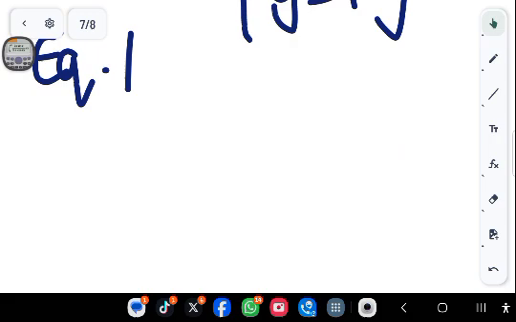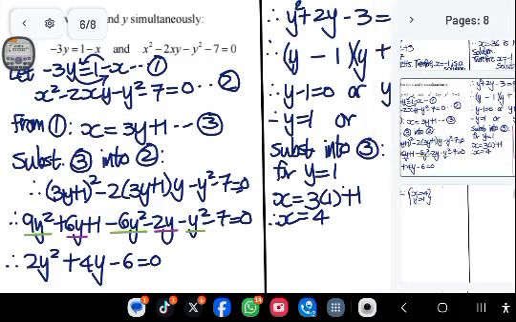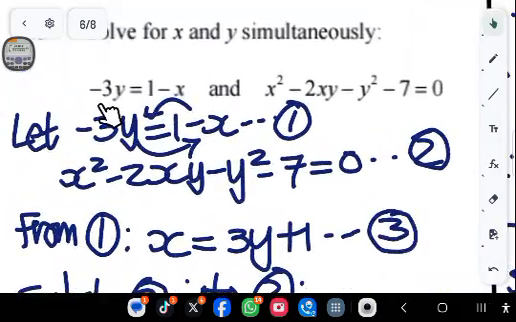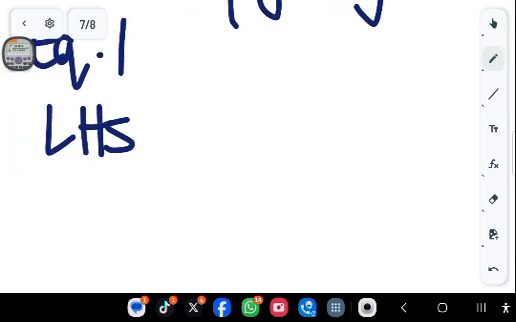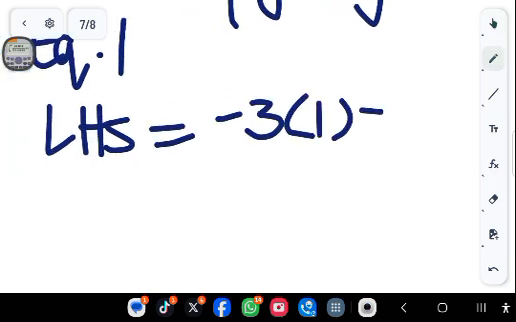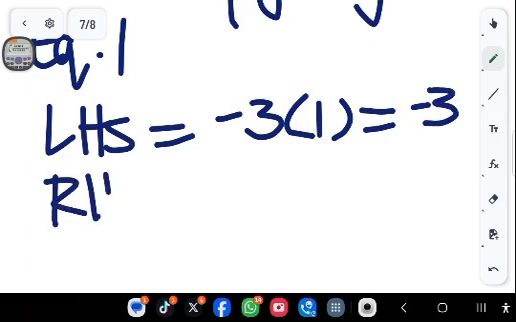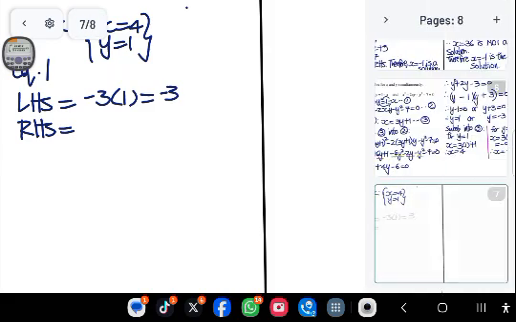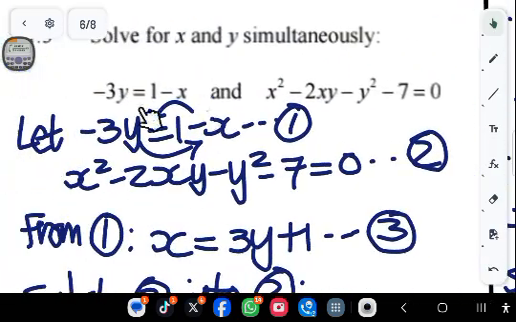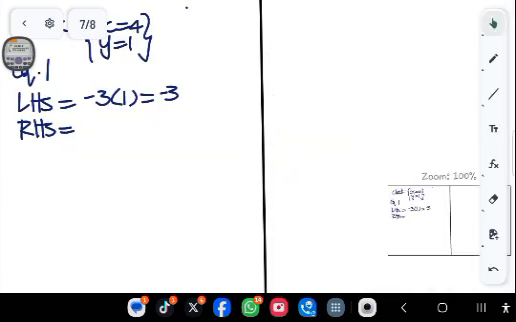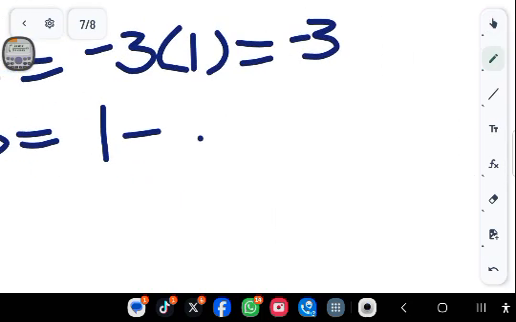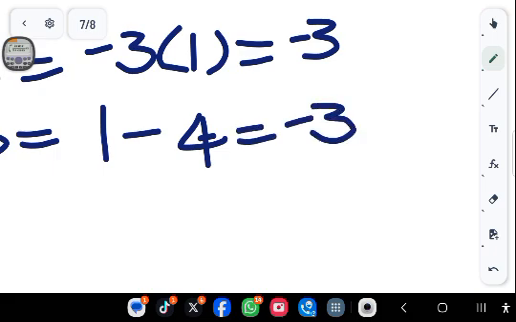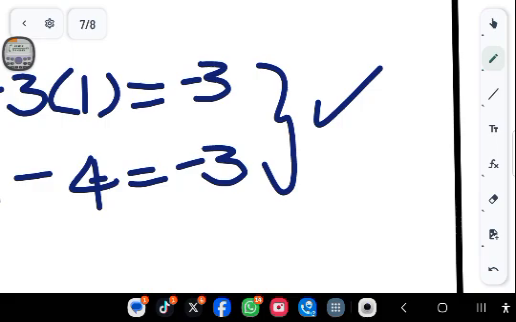Okay, x equals to 4, left hand side equals to negative 3(1), which is negative 3, and the right hand side equals to 1 minus x, so that will be 1 minus 4, which is equals to negative 3. So it checks out. Left hand side equals to the right hand side.